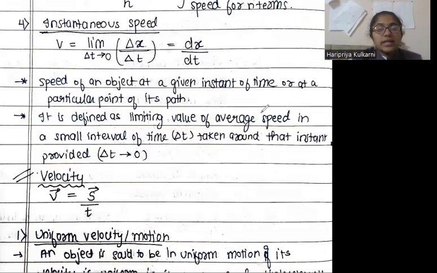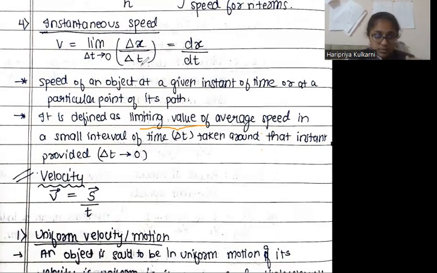Now coming to instantaneous speed. What is instantaneous speed? V instantaneous is equal to the limit as delta t tends to 0 of delta x by delta t, which is dx by dt. So in simple form, instantaneous speed is the speed of an object at a given instant of time, or at a particular point of its path, right? It is defined as the limiting value of average speed in a small interval of time delta t taken around that instant, provided delta t tends to 0.